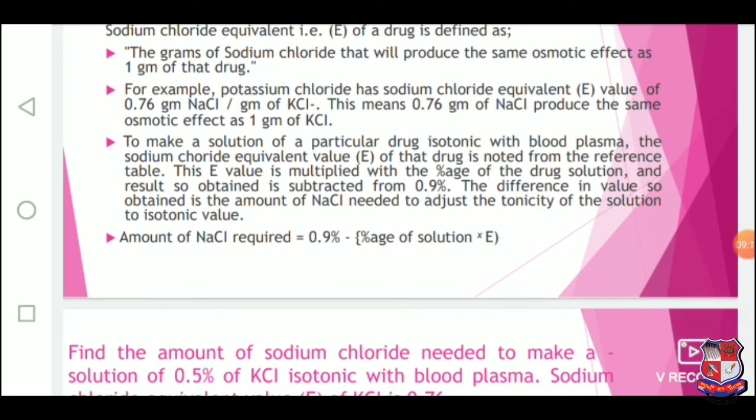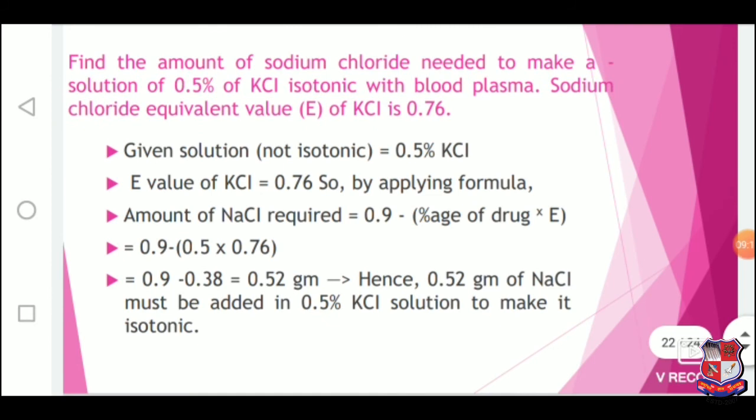This is the example given here, which is calculated on the basis of the sodium chloride equivalent method. Here you can see the given solution is not isotonic, that is 0.5% KCl, and its E value is 0.76. So by applying the formula, we get the amount of NaCl, that is 0.52, which is required to make the solution isotonic.